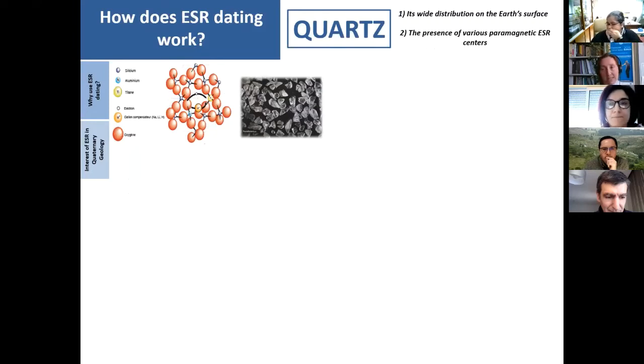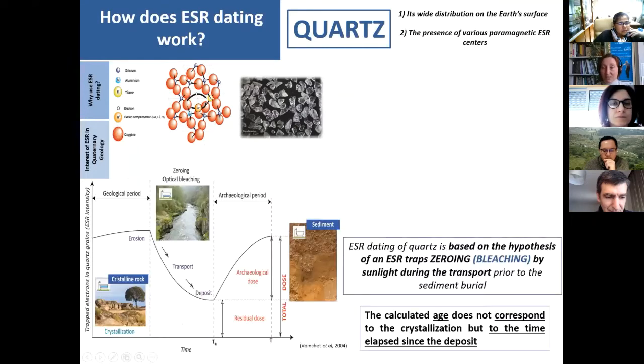Among all the materials that can be used for dating, quartz is the most important mineral because of its wide distribution on the Earth's surface and the presence of various paramagnetic ESR centers. ESR dating of quartz is based on the hypothesis of ESR traps being zeroed by sunlight during transport prior to sediment burial. This is called bleaching. What I mean is that the number of free electrons trapped in the paramagnetic centers is equal to 0 at the moment the sediment is in contact with sunlight for the last time before its burial.